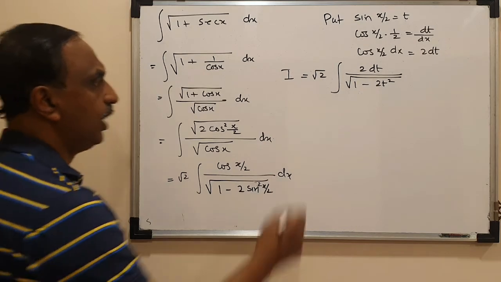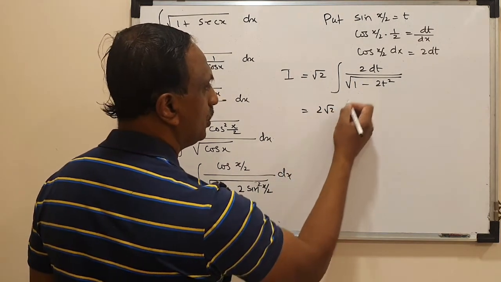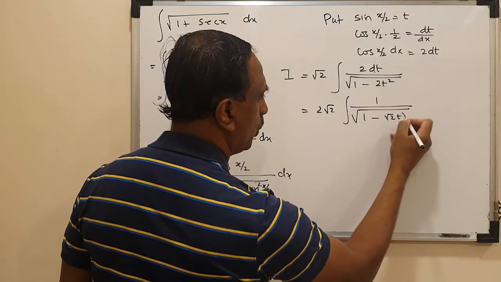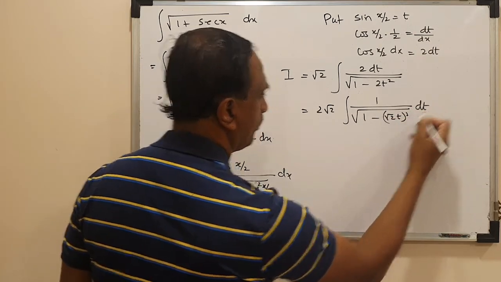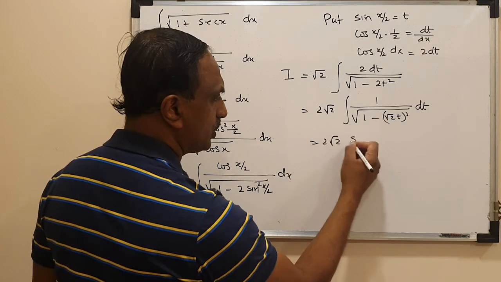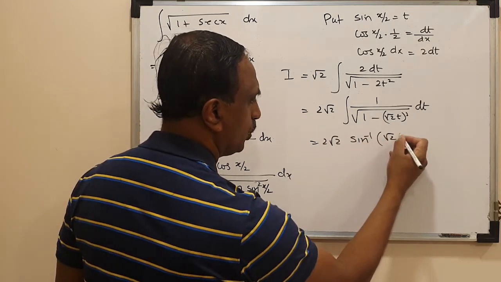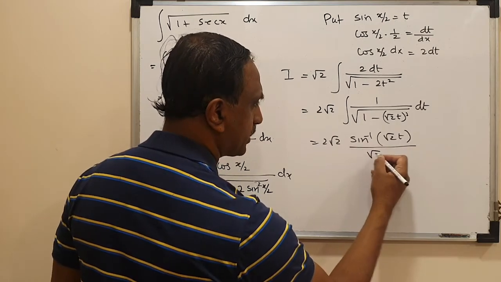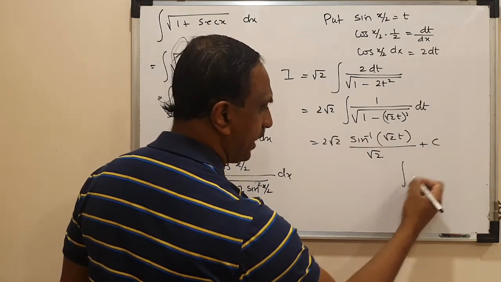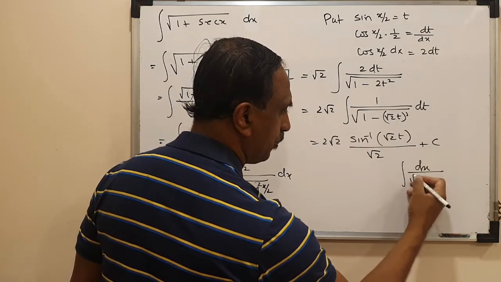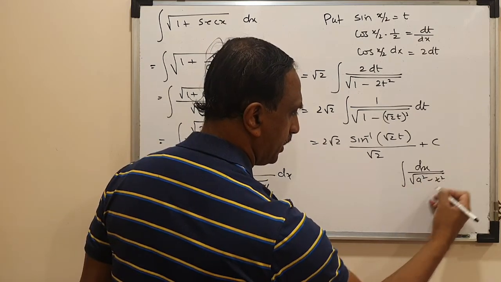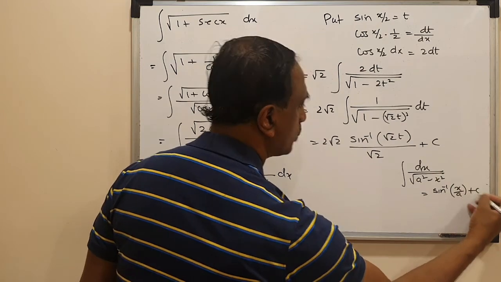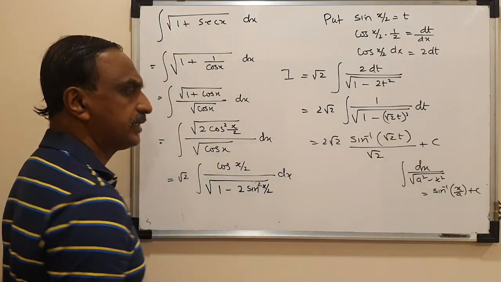So I can now write this as 2 root 2 integral 1 upon root of 1 minus (root 2 t) the whole square into dt. This became 2 root 2 sine inverse of root 2 t, sine inverse x by a, upon coefficient of x, plus c. Which formula did I apply? Integral of dx upon root of a square minus x square is sine inverse x upon a. Here a is 1, so nothing is written here.